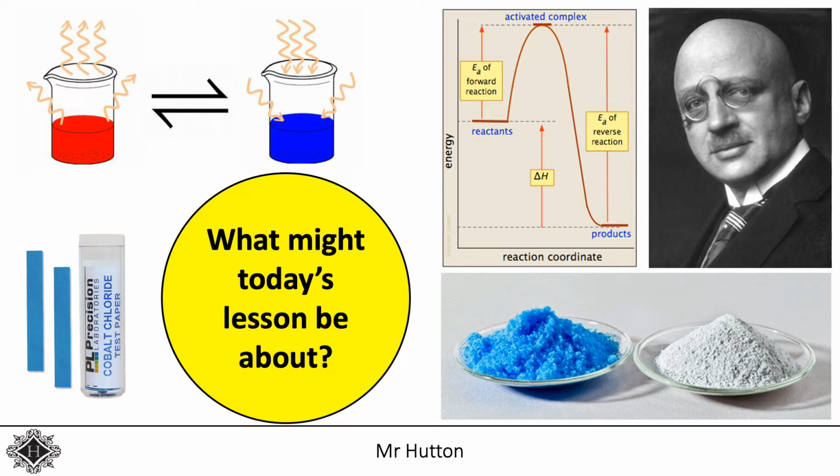The bottom left, we've got cobalt chloride paper. This is a special type of paper, as is the anhydrous copper sulfate that we can see in the bottom right that we saw last lesson. But the anhydrous copper sulfate and the cobalt chloride paper are both used as tests for water. The cobalt chloride paper goes pink in the presence of water, and the anhydrous copper sulfate we know goes blue in the presence of water because hydrated copper sulfate is blue.